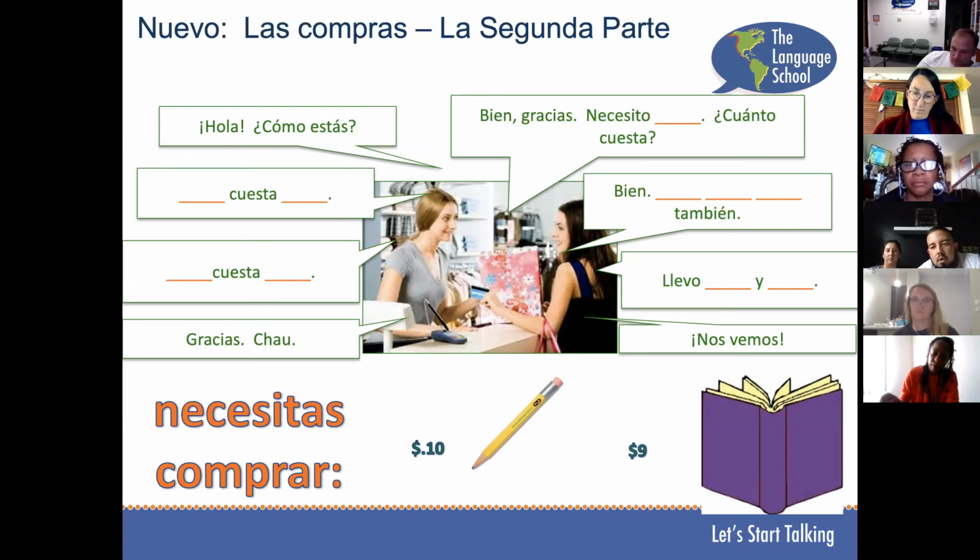Bien. Y un libro también. So the complete sentence: Necesito un libro también. Oh, libro, sorry. Okay. That's okay. Bien. Necesito un libro también. Un libro cuesta $9.